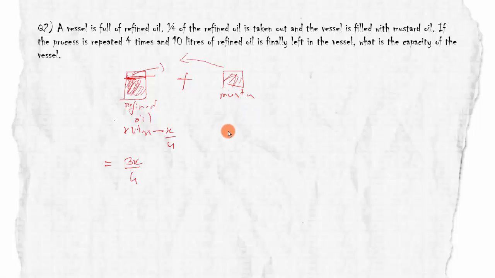So what is the quantity that we are mixing? The same quantity that we have taken out. So the left out quantity, the vacuum, which is x by 4, and we are mixing 3x by 4 of refined oil with x by 4 of mustard oil. The process is repeated 4 times, and 10 liters of refined oil is finally left. What is the capacity of the vessel?